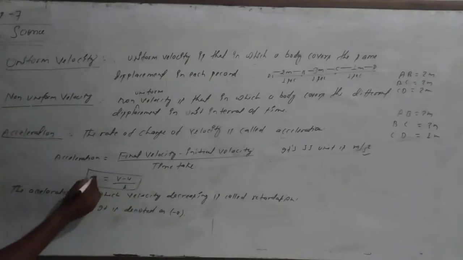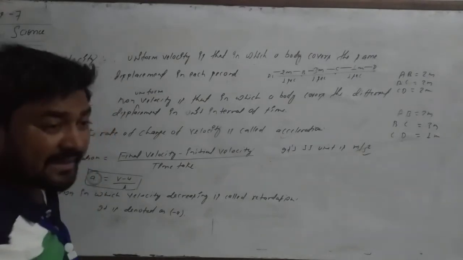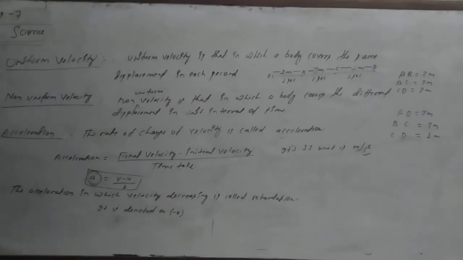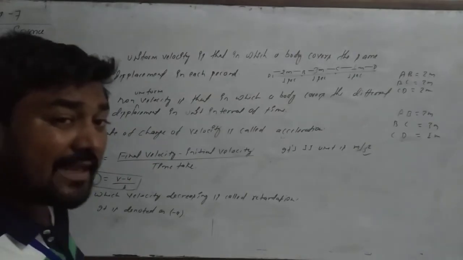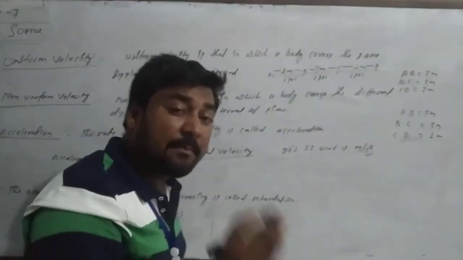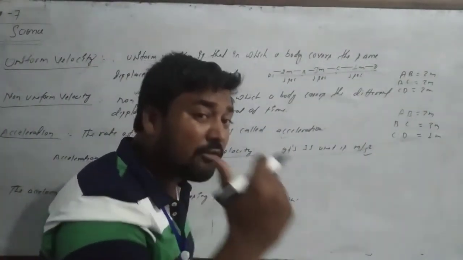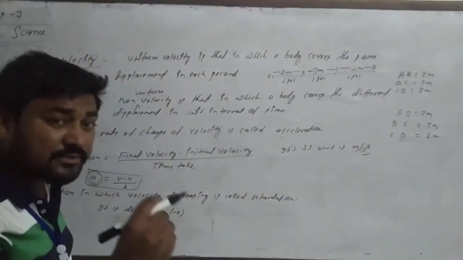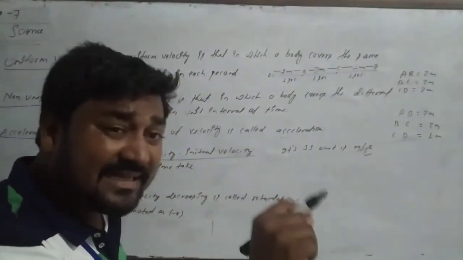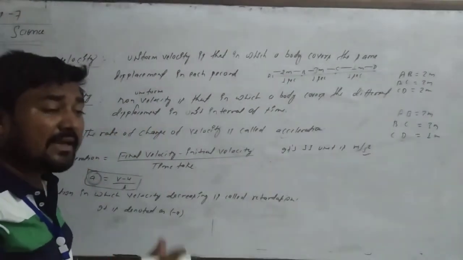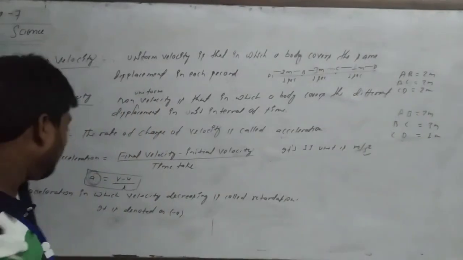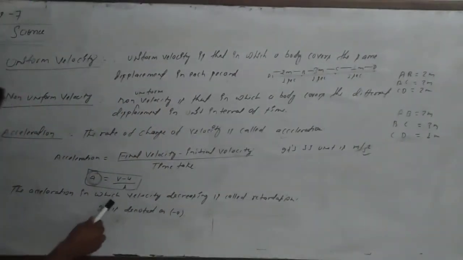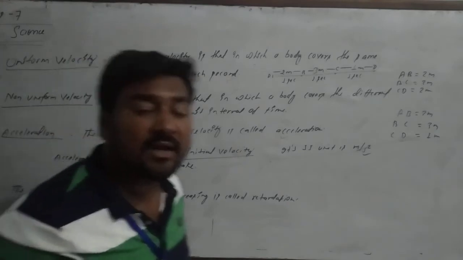Okay. If this value of a comes minus, then we can say that it is retardation. When we calculate the value of a and the answer comes negative, then we can say the acceleration decreases. So we can define the acceleration in which velocity is decreasing as retardation.